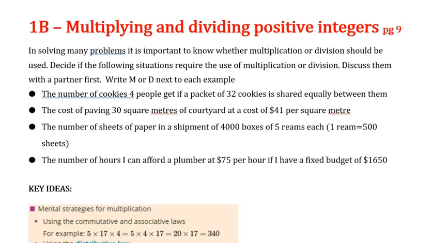Okay, how do we know whether we are supposed to multiply or divide? The number of cookies 4 people get if the packet of 32 cookies is shared, we divide that 32 into 4. The cost of paving 30 square meters at 41 per meter, we're going to multiply that cost per meter times the number of meters.